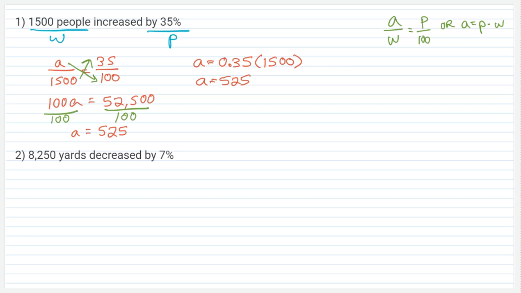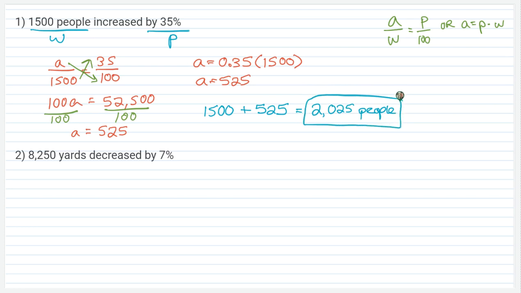So to find my final answer, I need to take my 1,500, the people that we started with. We're going to add, because it was increased, by 525 people. Again, that's my 35% it was increased by, to find out that the final value, the final number of people in this case, is going to be 2,025. So we got 2,025 people. So that would be my final answer on that question.